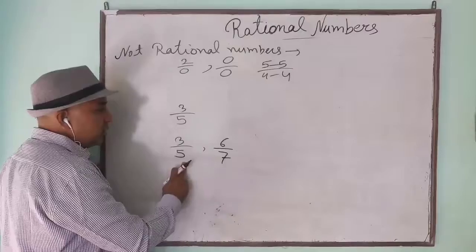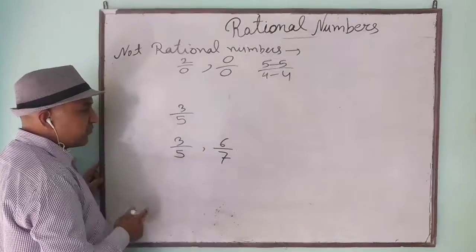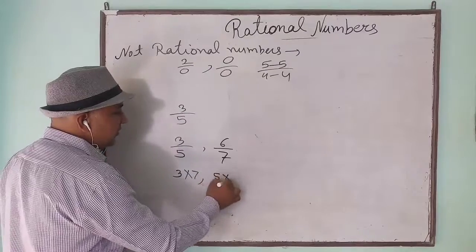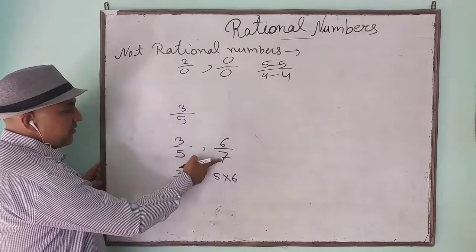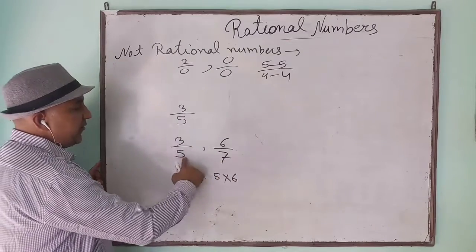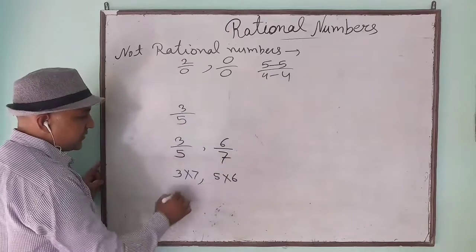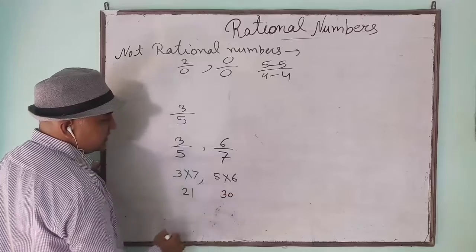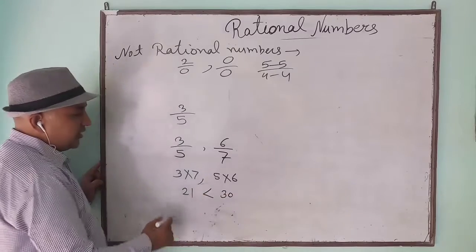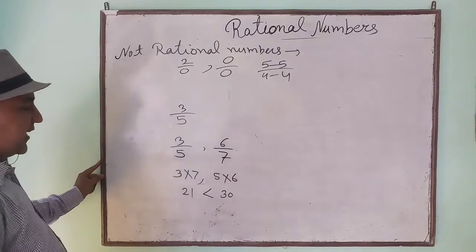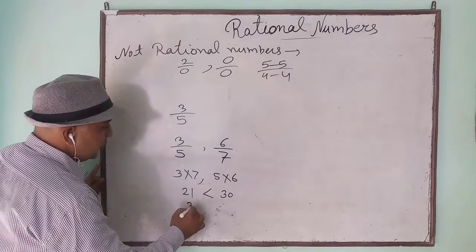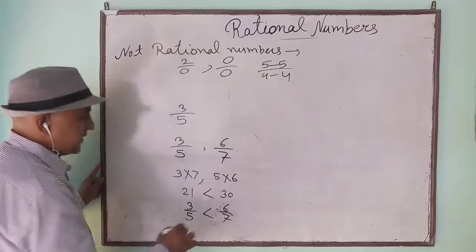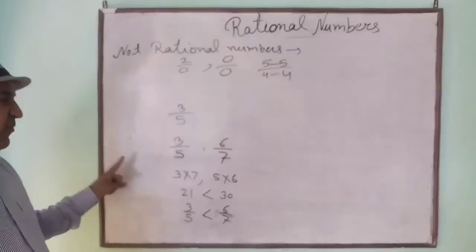To check which fraction is greater or smaller, you can follow the cross multiplication method. 7 will be cross multiplied with 3, 5 will be cross multiplied with 6. So 3 into 7, 21, 5 into 6, 30. You are watching that the right hand side is greater than the left hand side. So you can write here 3 by 5 is smaller than 6 by 7. This is the first method.